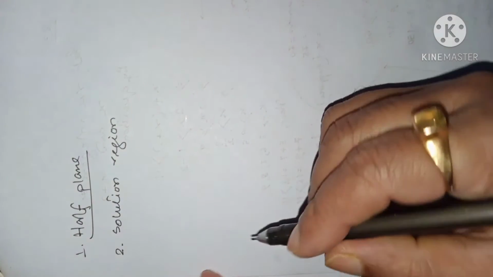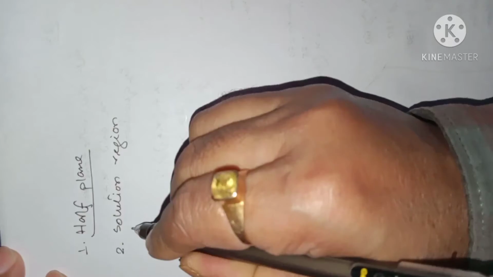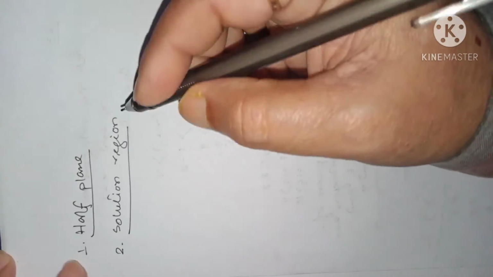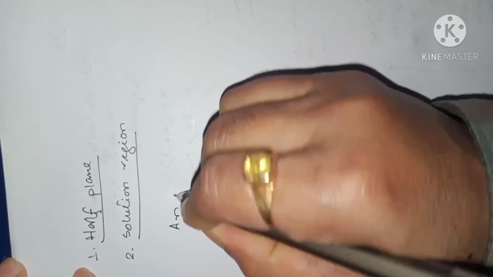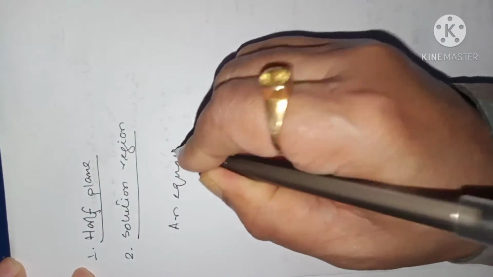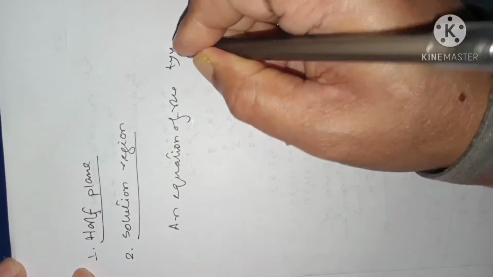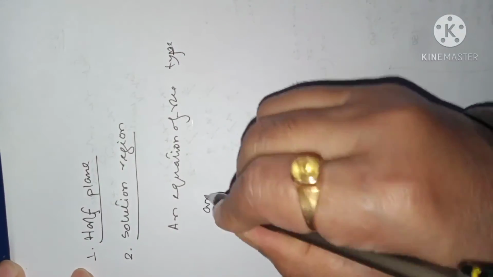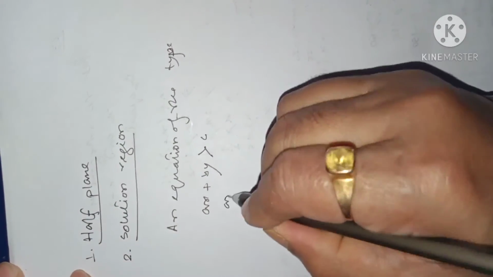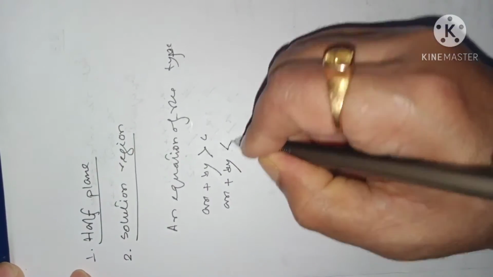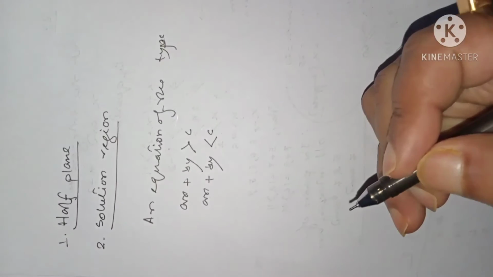Good morning, dear students. So today we are going to discuss again linear inequations in two variables. An equation of the type ax plus by greater than c, or ax plus by less than c, these types of linear inequations we are going to discuss.